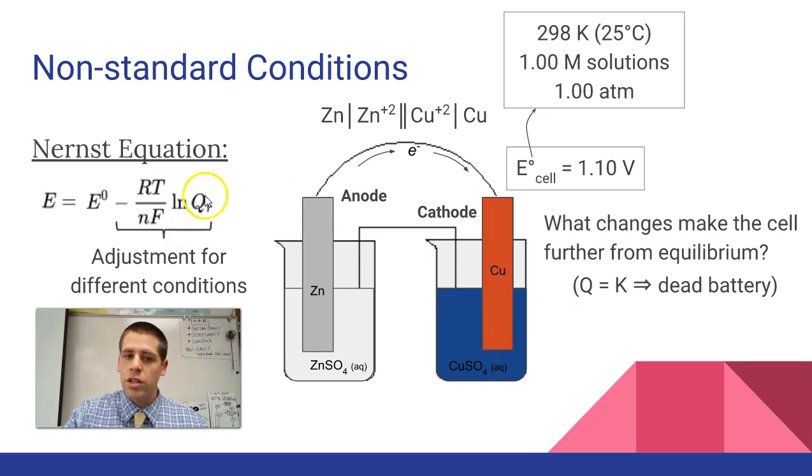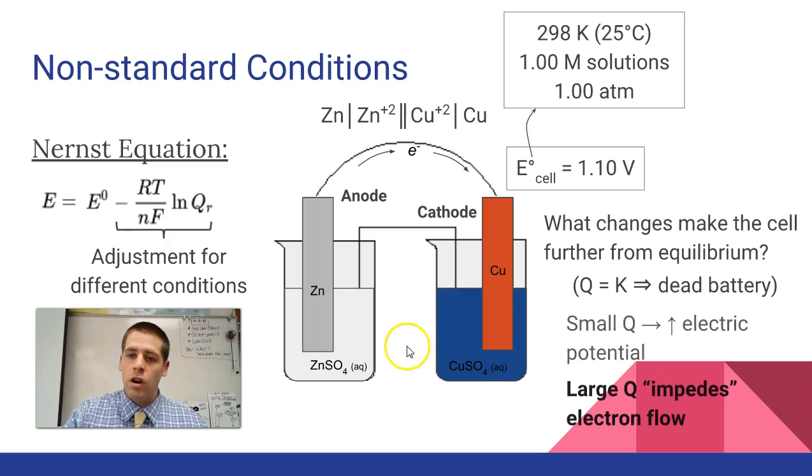So concentrations really just affect the Q. And the larger your Q is, the worse it is. You want a really small Q, and that tends to up the electric potential. A large Q, we can think of as impeding the electron flow. If there's very little copper ions in here, then you're going to impede the electrons coming in and grabbing onto ions to plate onto the copper electrode.